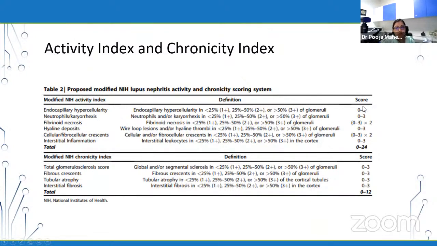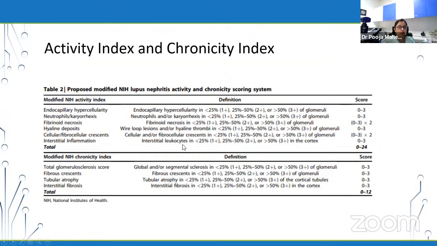Scores for all the parameters are 0 to 3, except fibrinoid necrosis and crescents, because they are more important prognostic factors. So endocapillary hypercellularity and neutrophil karyorrhexis are scored 0 to 3. Fibrinoid necrosis is scored 0 to 3 and then multiplied by 2. Wire loop lesions are scored 0 to 3, and if present in more than 50%, scored as 3. Crescents are again multiplied by 2, and then interstitial inflammation.